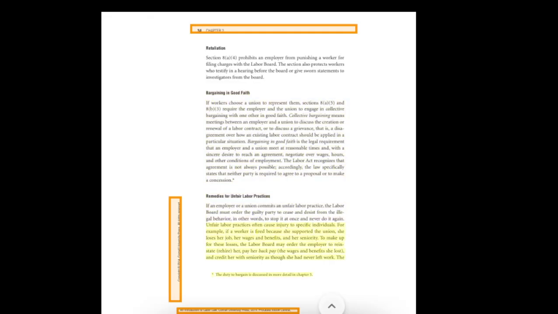Unfair labor practices often cause injury to specified individuals. For example, if a worker is fired because she supported the union, she loses her job, her wages and benefits, and her seniority. To make up for these losses, the Labor Board may order the employer to reinstate, rehire her, pay her back pay, the wages and benefits she lost, and credit her with seniority as though she had never left work. The duty to bargain is discussed in more detail in Chapter 5.